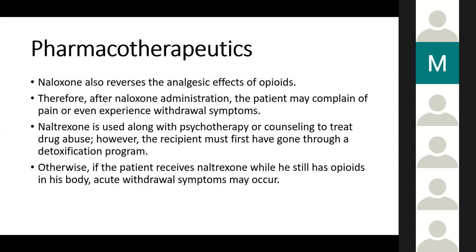Now, naloxone also reverses the analgesic effects of the opioid. So if you gave too much pethidine because the patient was in severe pain, and the patient is now in respiratory distress and or has CNS depression, is comatose, and you give naloxone to reverse it, you have to bear in mind that it also reverses the analgesic effect of the opioid. So the pain will return after you give the naloxone. So it's important to bear this in mind.